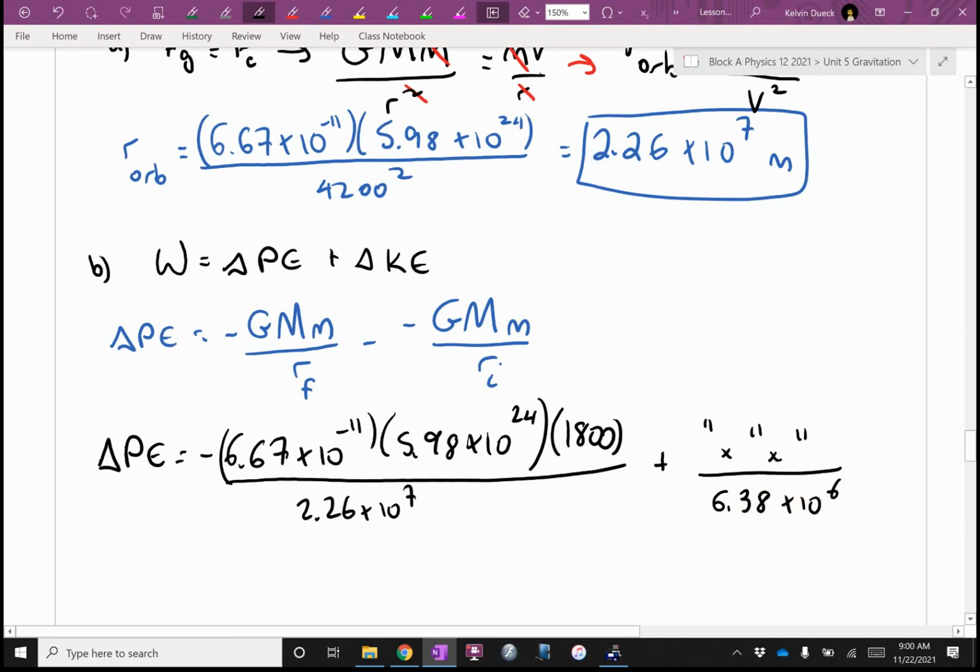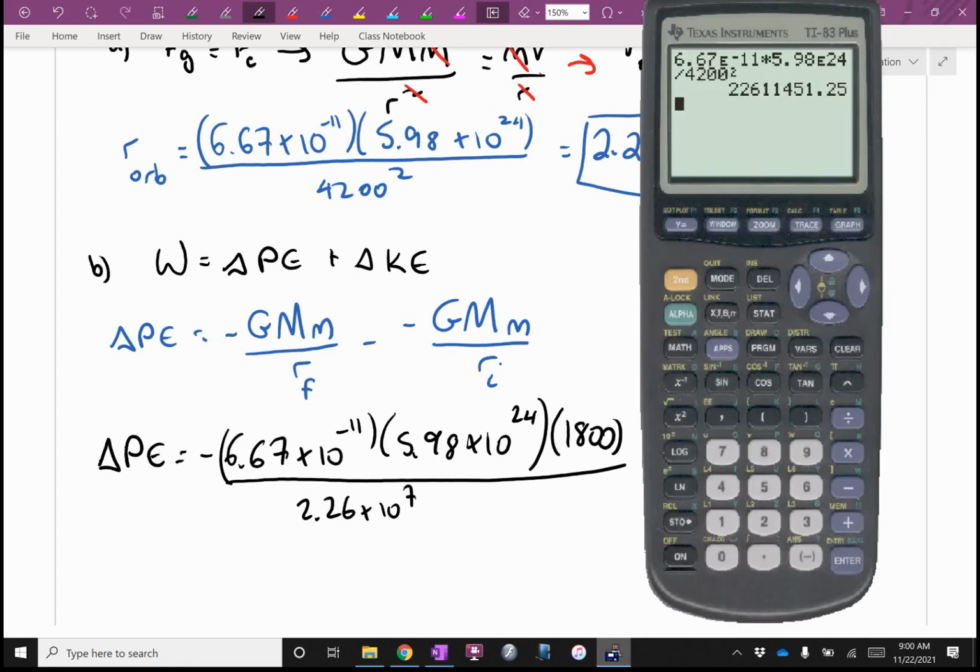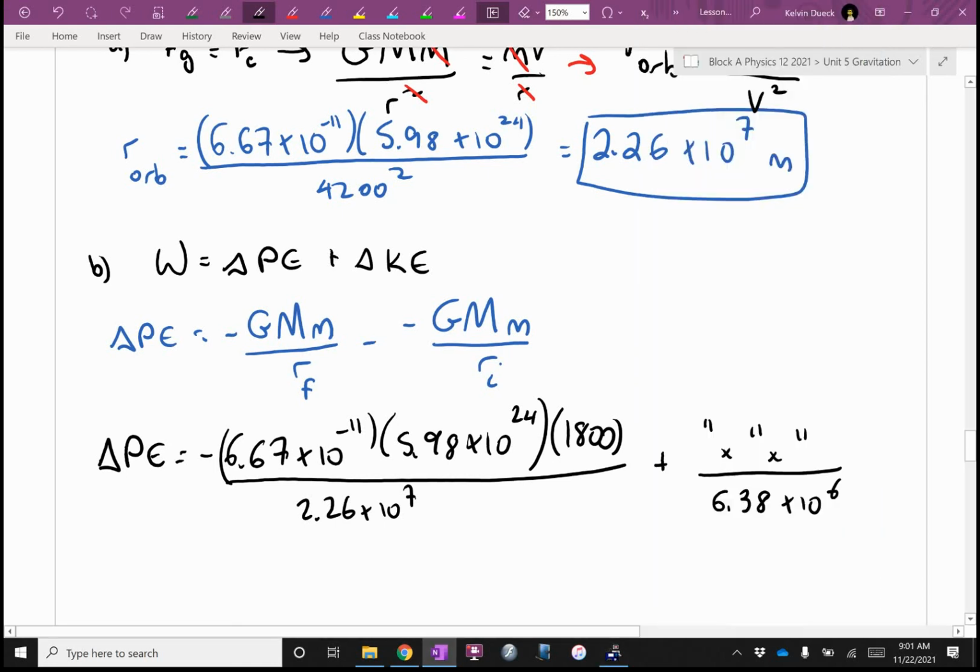Okay. We're going to enter the first term into our calculator, hit equals, write it down to about 5 sig figs, enter the second term, hit equals, write it down to about 5 sig figs, and then crunch it. So negative 6.67 times, no, not times, Mr. Dewick, scientific notation button, negative 11, times 5.98, scientific notation button, 24, times 1800, divided by answer button. And I get, wow, worked out nice, negative 3.1752 times 10 to the 10th.